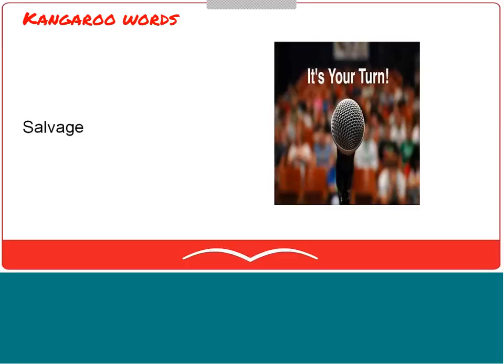Salvage. What does salvage mean? Got the kangaroo word. Save. Now, when someone tries to salvage the reputation, they're trying to save their reputation. Fantastic. Let's try one more.